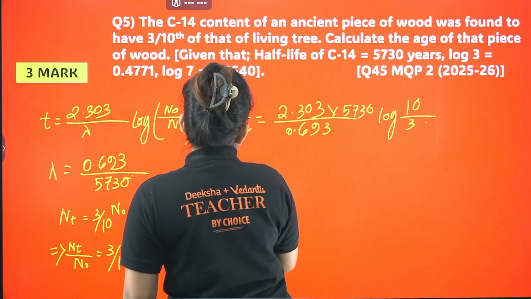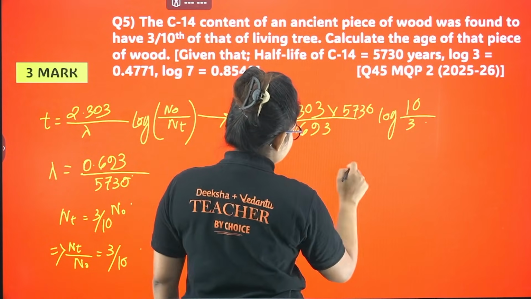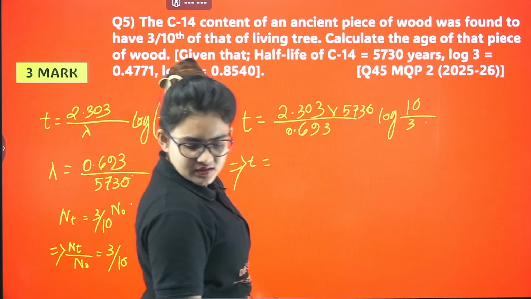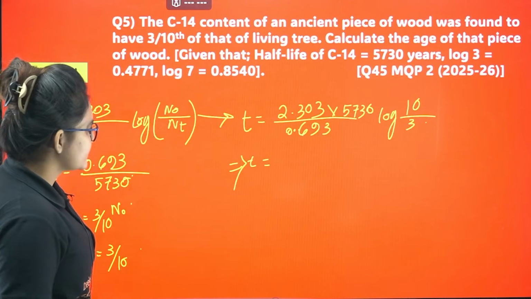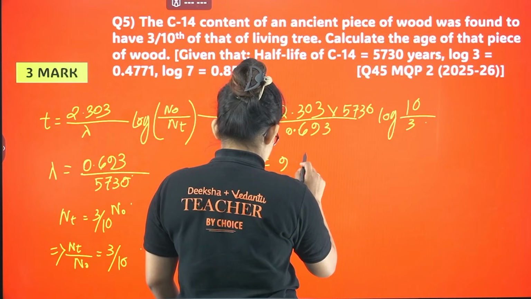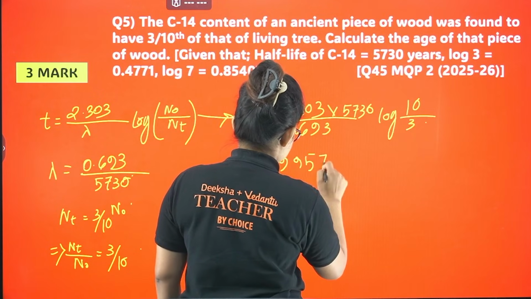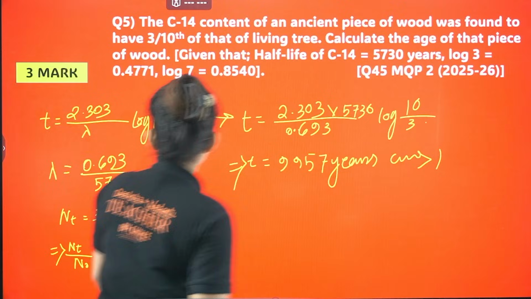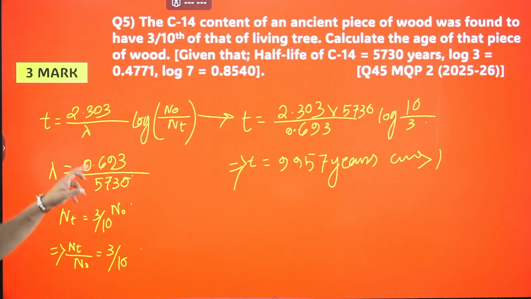Okay, so now if you just simply calculate, I'm not showing the detailed calculation here. You can break down log 10 minus log 3, and you can put the value of log 3. If you calculate this, your answer will be 9957 years. That is the answer. I guess this is clear to you. Yeah, let's proceed.